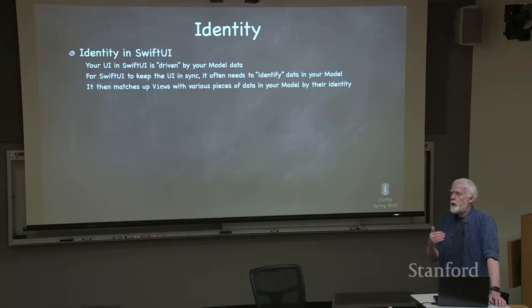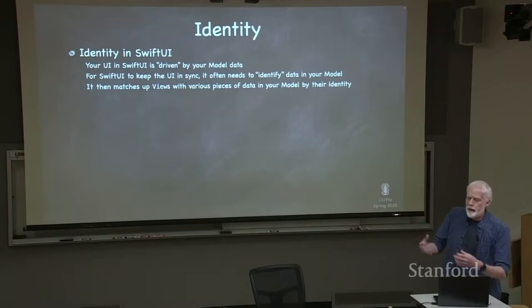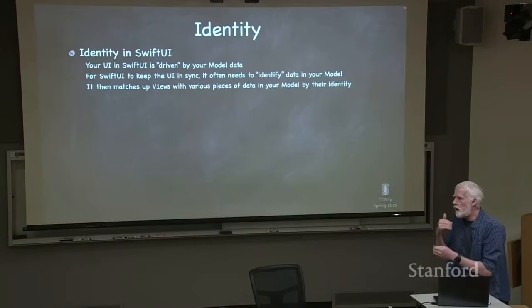So let's talk about the third protocol here, which is talking about identity in SwiftUI. So why do we need identity? What is identity about? And I've actually talked about this before. Your UI is driven by your model. It's a visual manifestation of your model. And SwiftUI has to be able to keep the UI in sync with your model. And your model is changing. You're calling mutating funcs and doing all kinds of things.